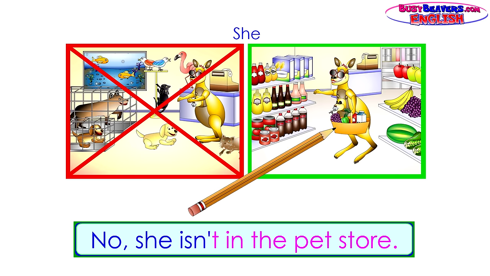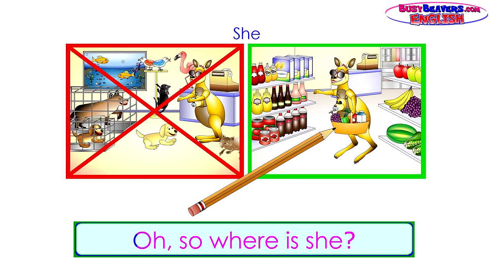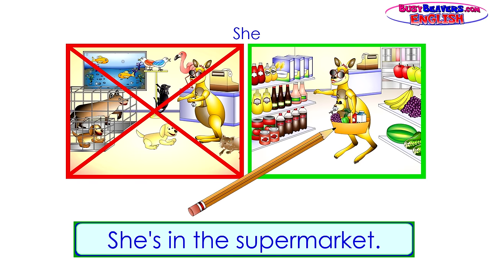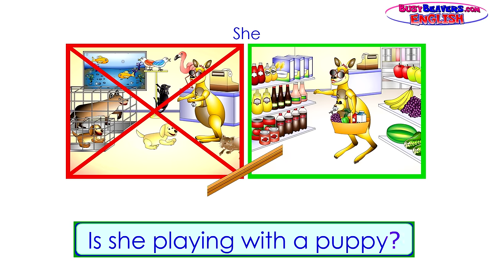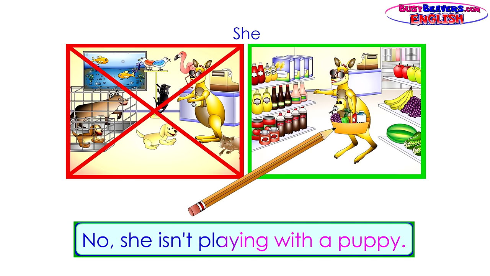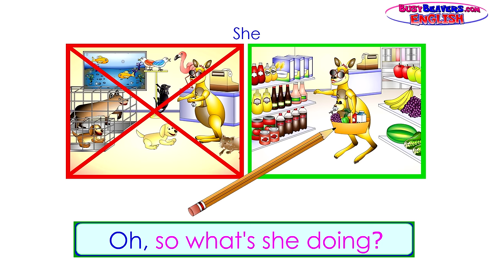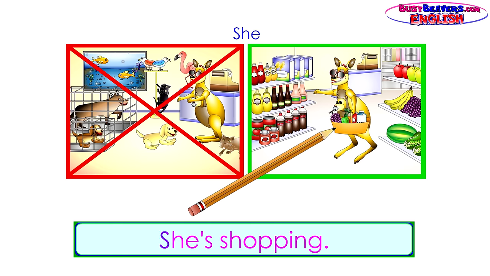Is she in the pet store? No, she isn't in the pet store. Oh, so where is she? She's in the supermarket. Is she playing with a puppy? No, she isn't playing with a puppy. Oh, so what's she doing? She's shopping.